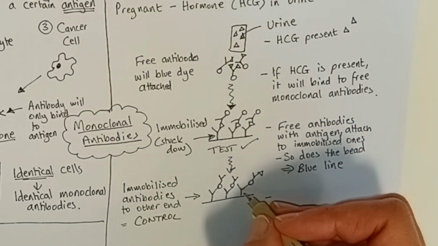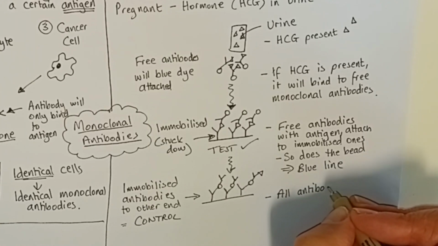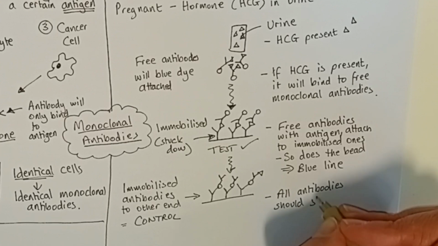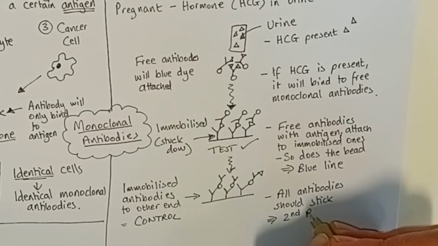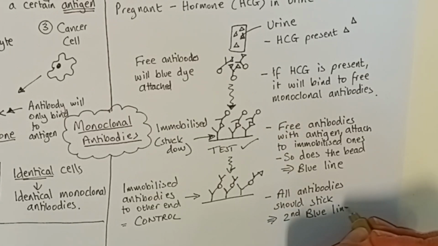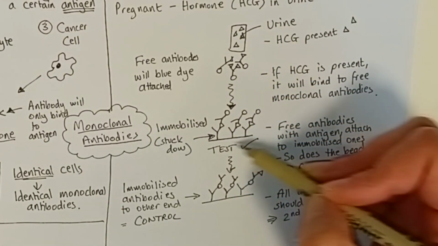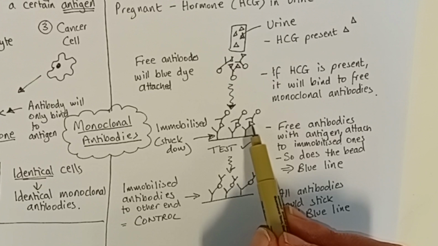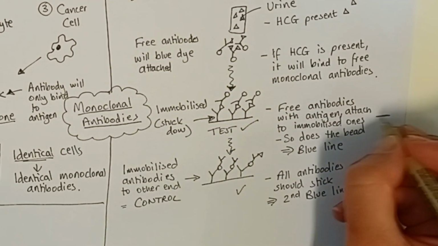So all antibodies should stick here. So we get a second blue line. So in a pregnancy test, just like in a COVID test, you should get two lines if you're pregnant. You should get a line showing the presence of the hormone, this test, and you should get a line showing that the antibodies have moved. Two lines.